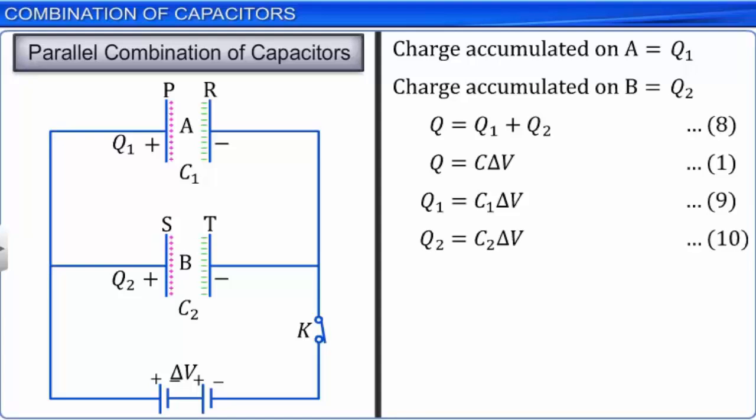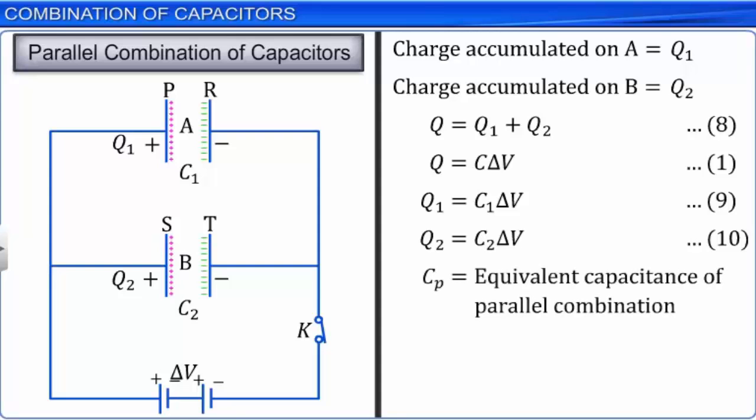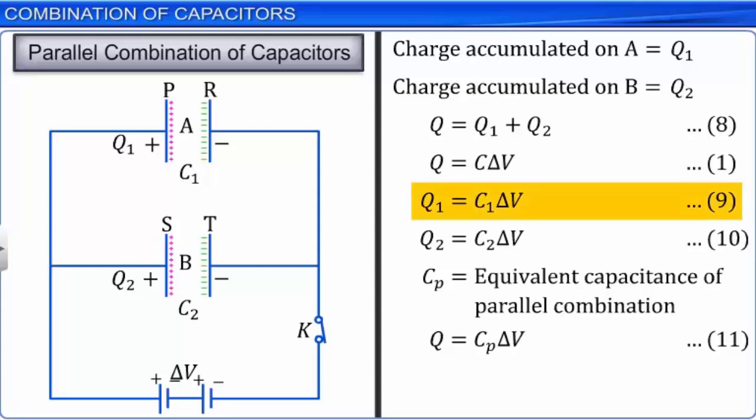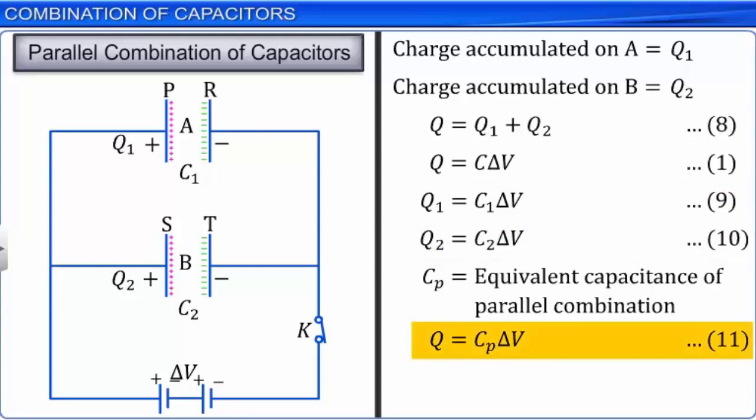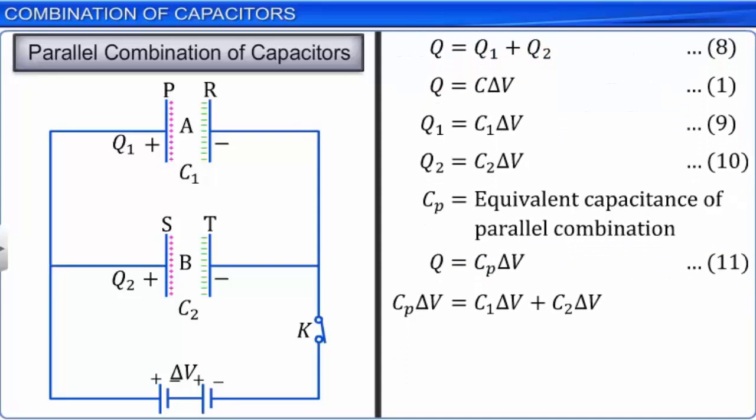Let Cp be the equivalent capacitance of the parallel combination of the capacitors. Then, we have Q is equal to Cp delta V. Let this be equation 11. Substituting equations 9, 10 and 11 in equation 8, and on simplifying, we get Cp is equal to C1 plus C2. Let this be equation 12.